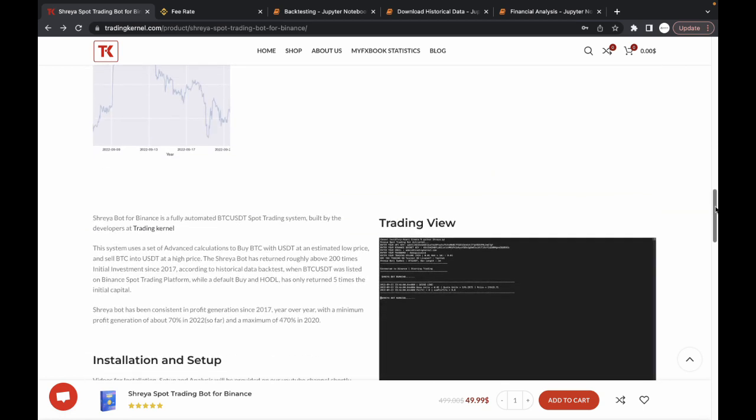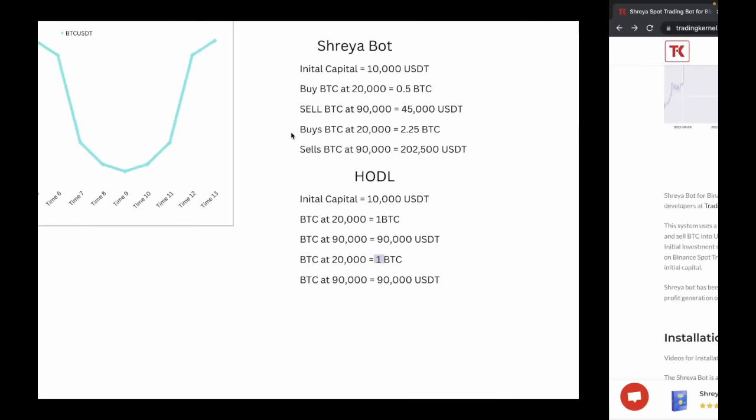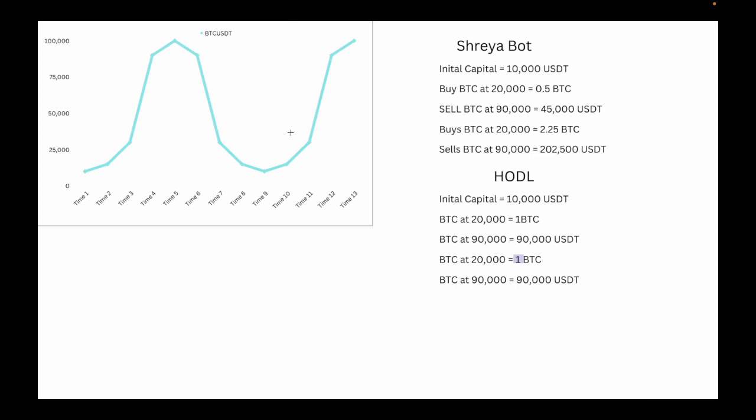As I said earlier, it uses a set of advanced calculations to buy BTC with USDT at an estimated low price and in turn sell BTC into USDT at a high price. So let's look at a demo chart here of the Shreya bot against the buy and hold strategy. This is a demo chart with demo time frames of BTC going from $10,000 to $100,000. You can see how the graph went. This is just a demo chart, it doesn't necessarily mean that it's the real one. We're just using it to show you an example.